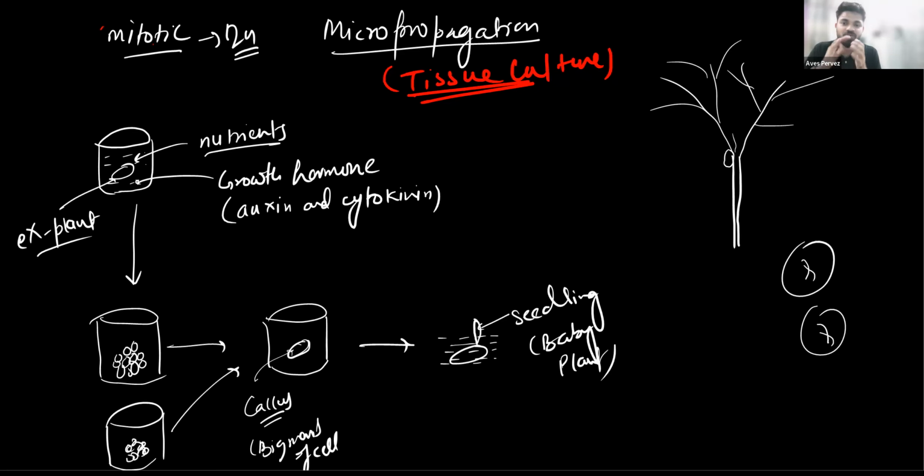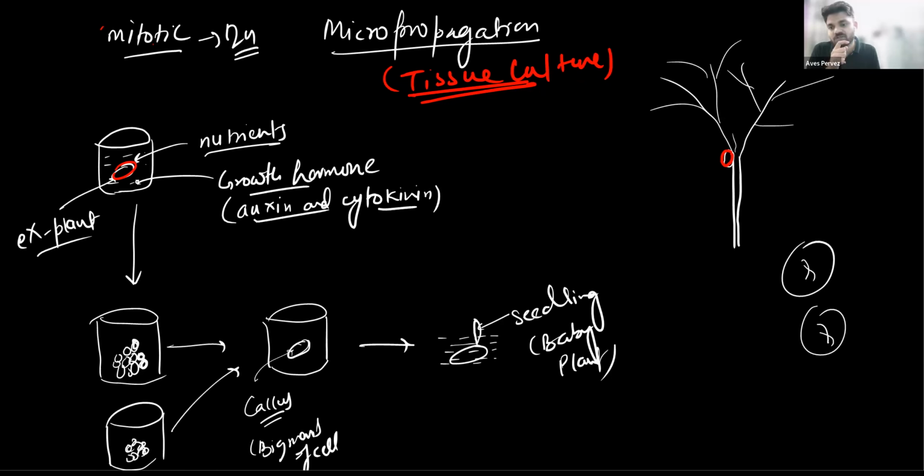Okay, so we are just taking a part of the tissue. For example, this is a plant and we just take a tissue from it, one from this one. Then we start growing this tissue in the nutrient rich medium, along with some cell dividing hormones, hormones that promote cell division.